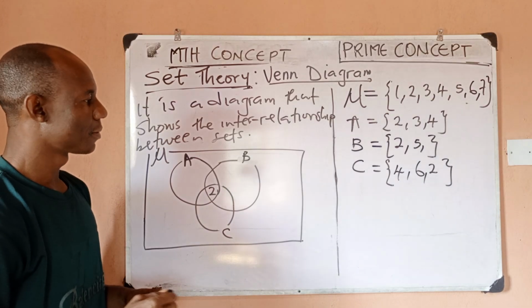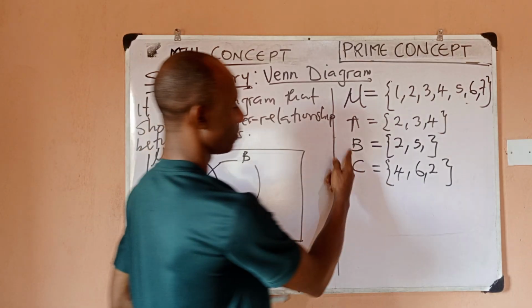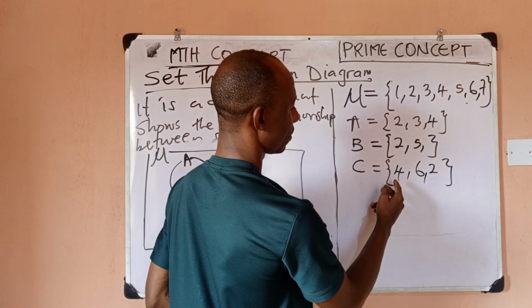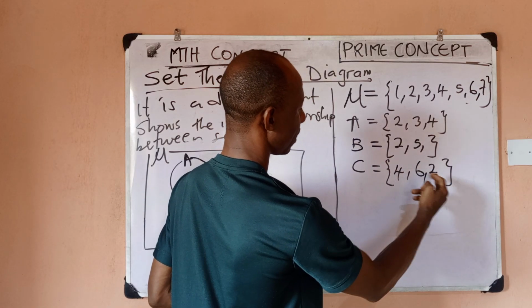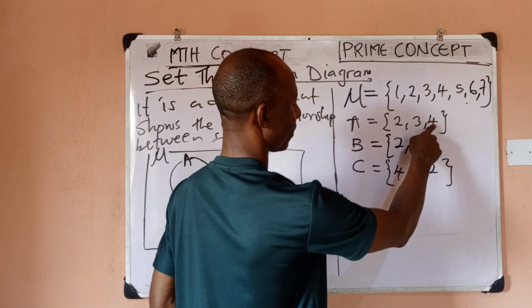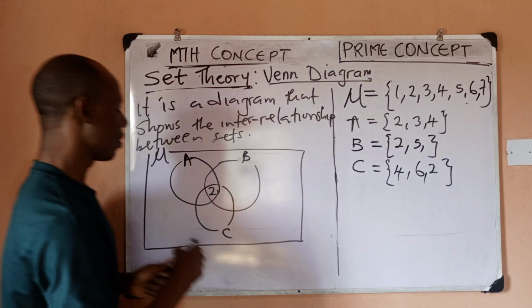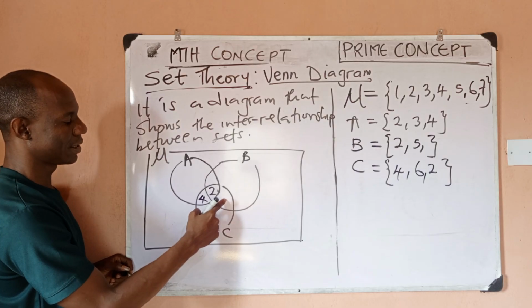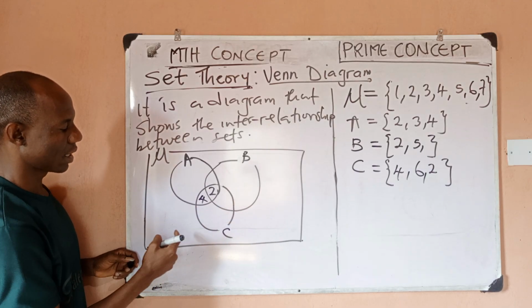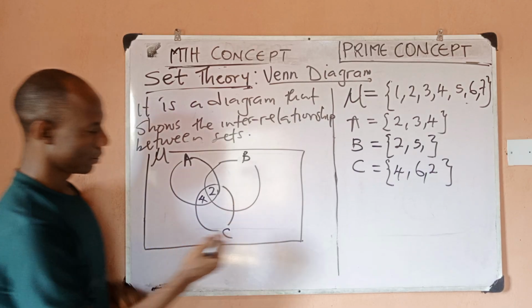Now, very quickly, let's see if B and C have something in common. B and C, they don't have anything in common. Let's see, A and C, A and C have 4 in common. This does not have anything in common. So I can do it this way.